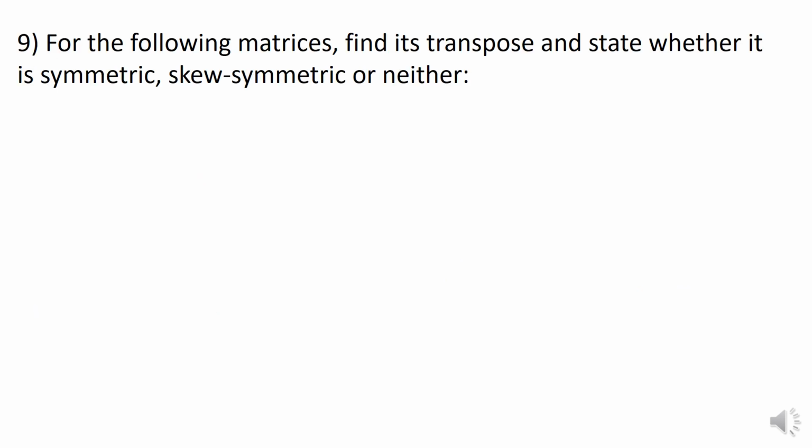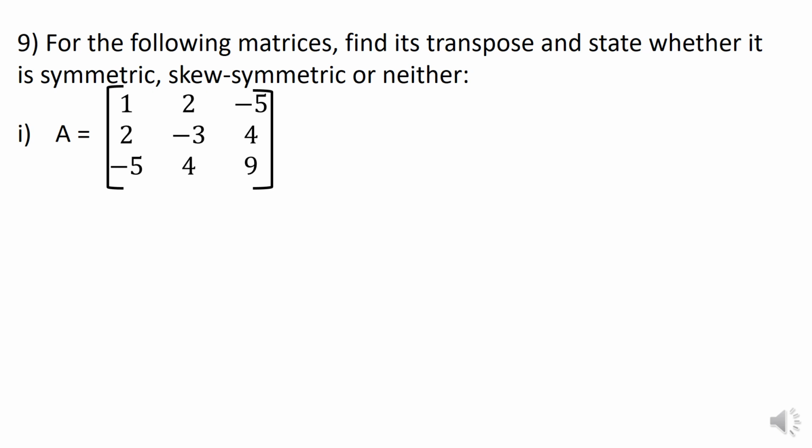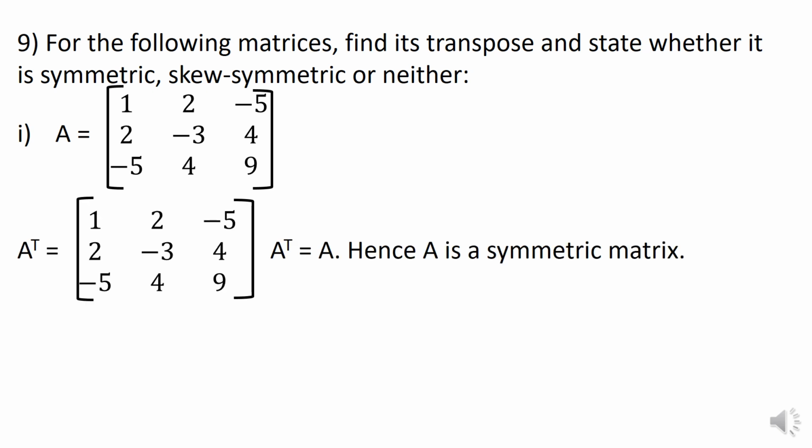In the next question, for the following matrices, find its transpose and state whether it is symmetric, skew symmetric or neither. So first we have to find the transpose of the matrix and then observe it. In the first case, A is the given matrix. Its transpose is obtained by interchanging the rows and columns. When we observe the transpose, we find that it is exactly equal to A. So here AT is equal to A. So from the definition which we have learned, we can see that A is a symmetric matrix.